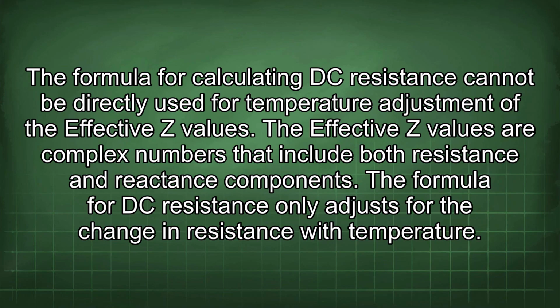The formula for calculating DC resistance cannot be directly used for temperature adjustment of the effective Z values. The effective Z values are complex numbers that include both resistance and reactance components. The formula for DC resistance only adjusts for the change in resistance with temperature.